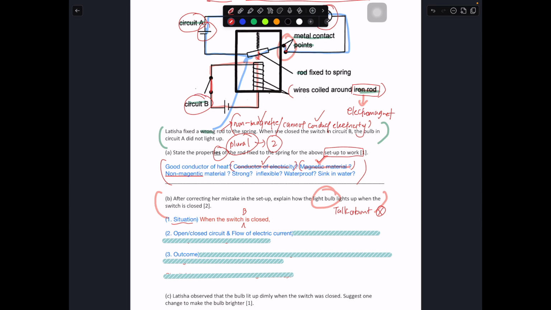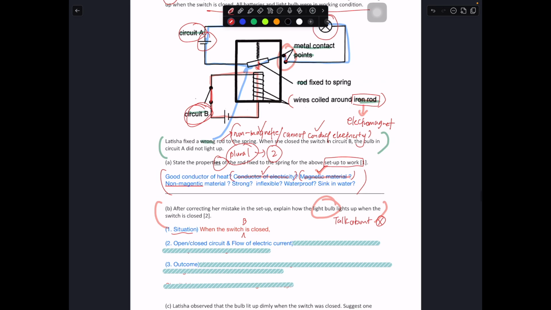Electricity can flow through circuit B, right? So electricity flows through circuit B. If I have a closed circuit, electricity can flow through circuit B. Maybe I add this in, circuit B, comma. So when electricity flows through circuit B, you can talk about the iron rod already. The first event will be the outcome that the iron rod becomes an electromagnet.